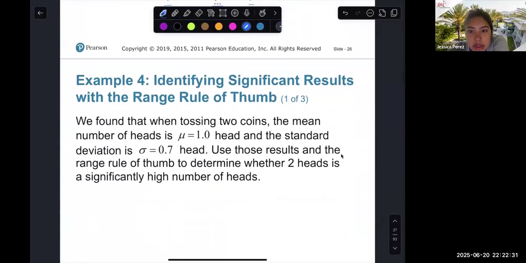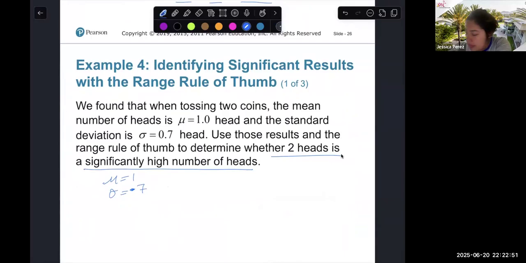So we found that when tossing two coins, the population mean was equal to 1. We know that the standard deviation is 0.7. We want to use this to see if it's significantly high or significantly low. So what we're going to do is look at the range rule of thumb. Here we have mu, mu plus 2 sigma, and mu minus 2 sigma.